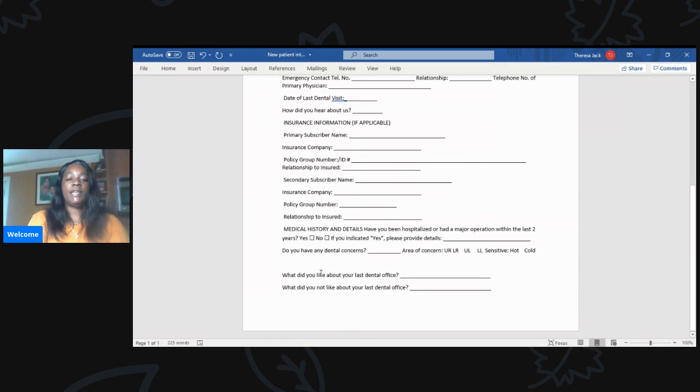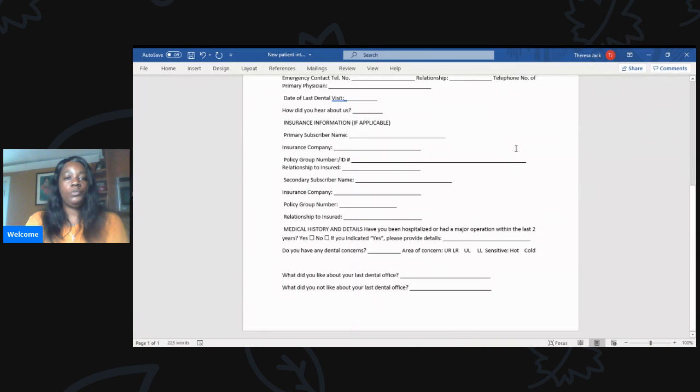Get as much detail as you can if the patient is having any dental concerns. This will also help you ask better questions when you call the insurance company to get a breakdown of their benefits. We'll talk about that in another video, but today we're just going to focus on the new patient intake form.